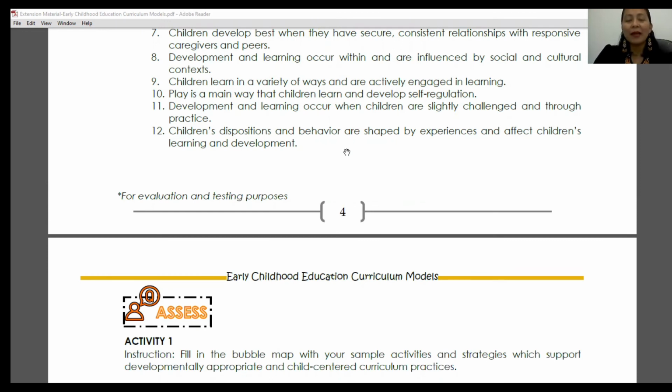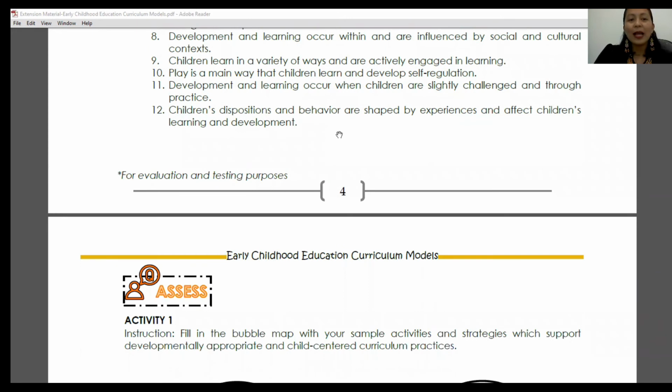So make use of play-based activities to teach them concepts and help them learn and develop skills. 11. Development and learning occur when children are slightly challenged and through practice. Okay. This means to say that you need to increase the complexity of activities when you see the children are progressing. So if you can see that children are already progressing at a certain level, you also need to level up the activities that you are providing them.